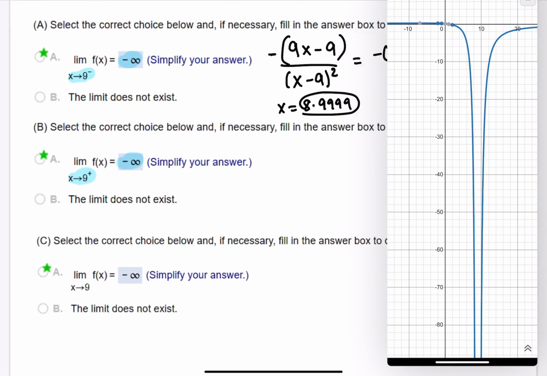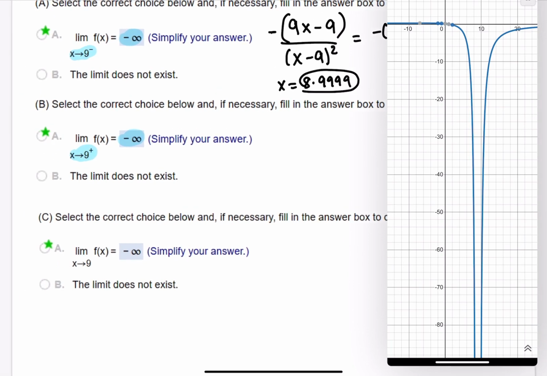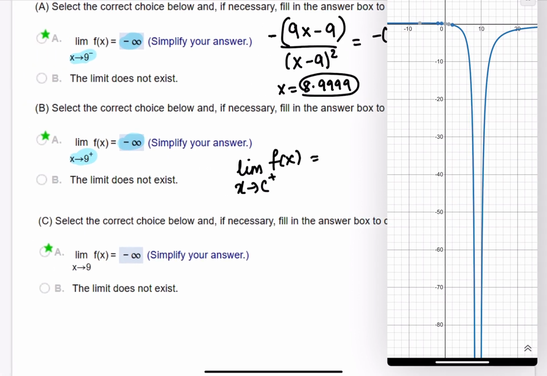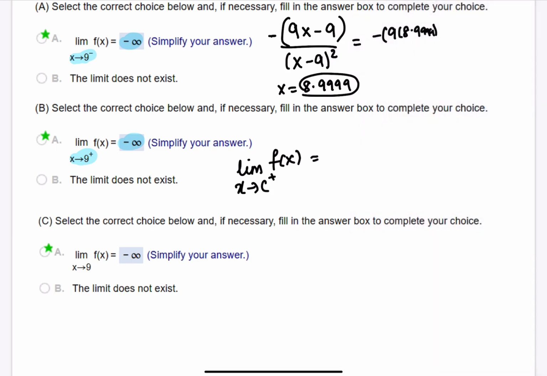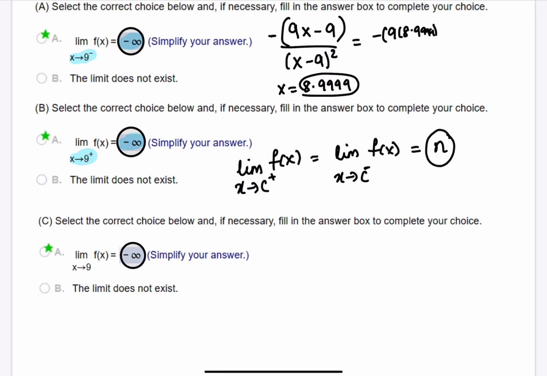And again, this is something that you have to know. If the limit as x goes to c of f of x from the positive side is the same as the limit as x goes to c from the negative side, let's just say that is some value n, then the limit of the function is n. What I mean is it is negative infinity when you're approaching from the negative side. It's negative infinity when you're approaching from the positive side. So the limit of the function is negative infinity.